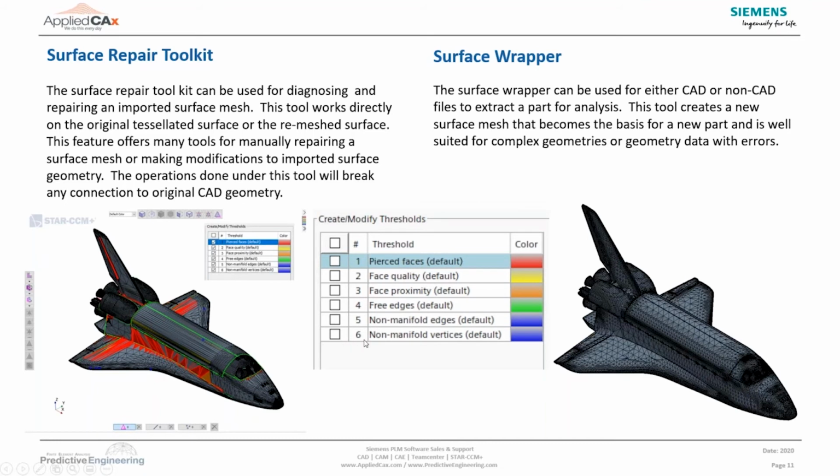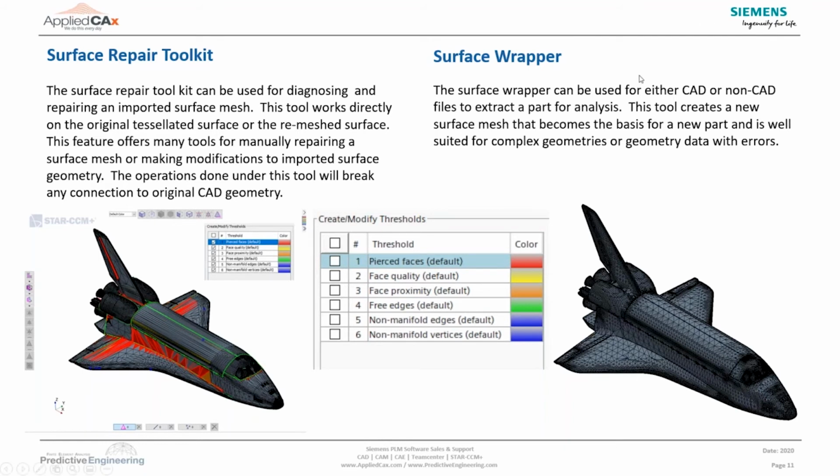This can either direct you, if it was a CAD part, to maybe go back into the CAD to do some repairs in order to get a usable geometry, or within the Surface Repair Toolkit, there are tools that go directly to repairing that surface locally. We're not going to get too far into that because that would really require its own webinar.